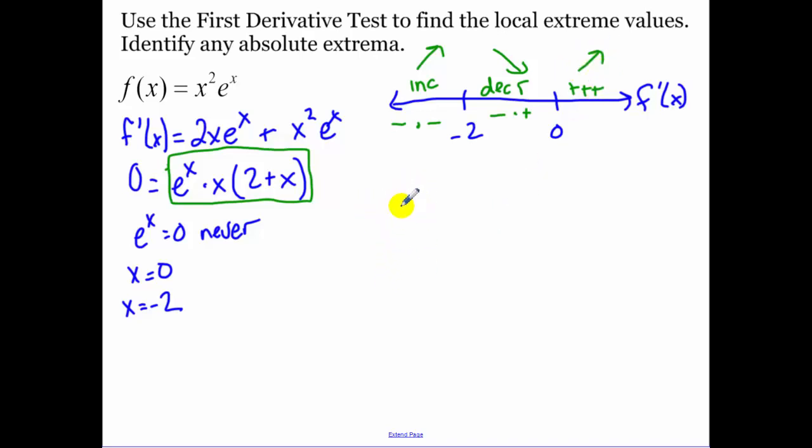So we are going to have a relative max of 4 times e to the -2 at x equals -2. Again, I plugged in, I saw where our first derivative changed signs, changed from positive to negative, that told me max. I plugged in -2 into the original function for x, and then you need to tell me why.